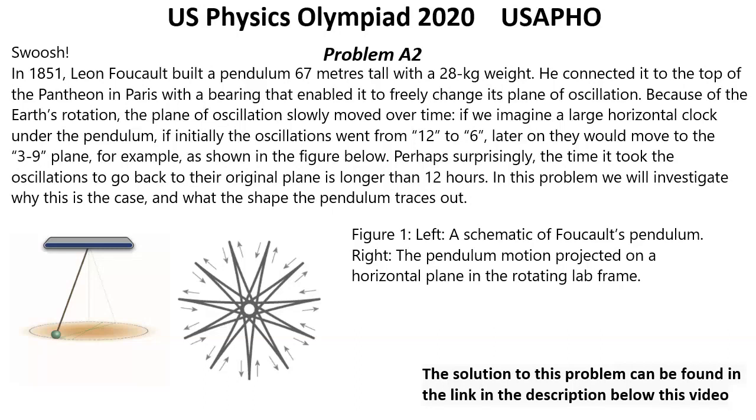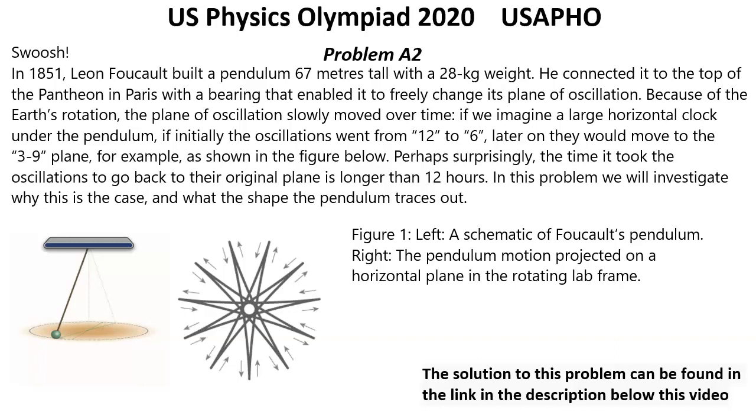US Physics Olympiad, year 2020, USAPHO, final round. Problem A2. In 1851, Leon Foucault built a pendulum 67 meters tall with a 28 kilogram weight.